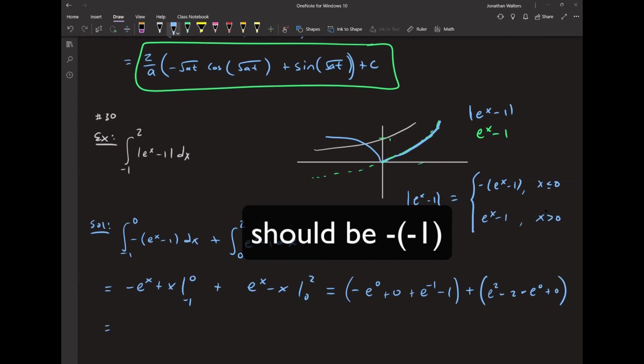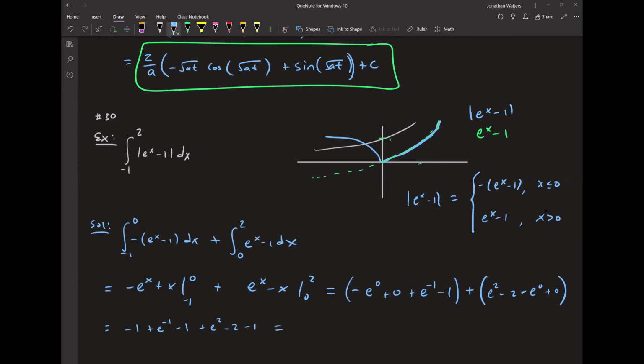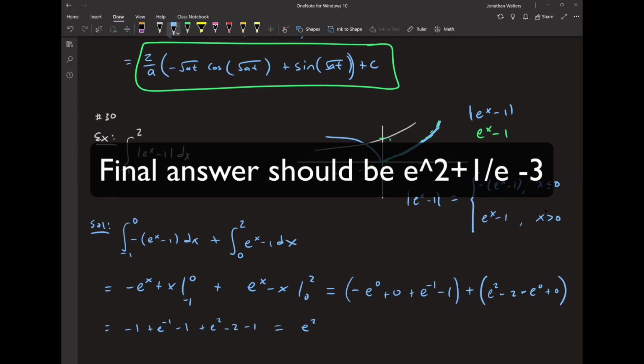And this turns out to be, let's see, that's a -1 plus e to the -1 minus 1 plus e squared minus 2 minus 1. And that reduces to e squared plus e to the -1 minus 5. I think that's our answer.